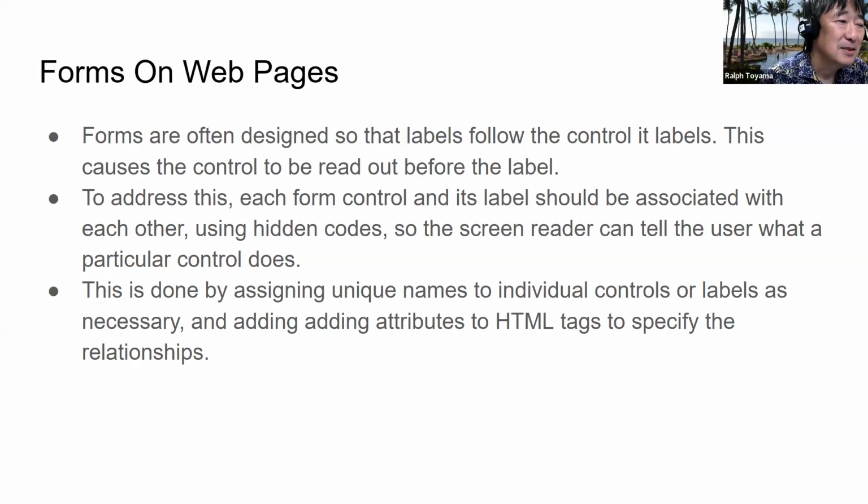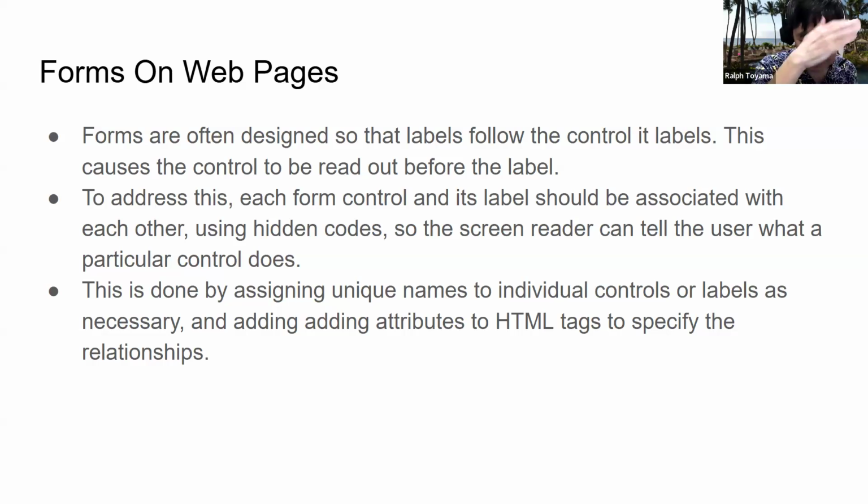So the deal with forms is that it's common to have the form label follow the control. And by control, I mean like a button or a checkbox or a field where you type something in or a menu where you choose something. Imagine a checkbox in your head. There's a checkbox, and then right next to it is a label that tells you what that checkbox is for.